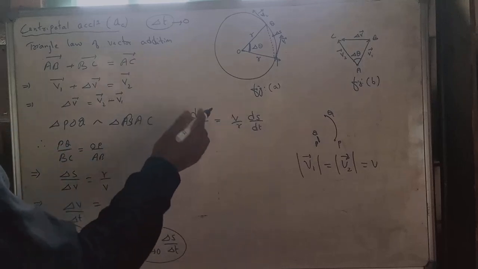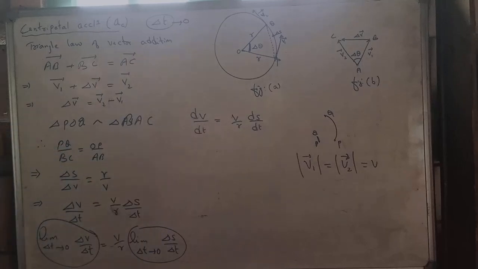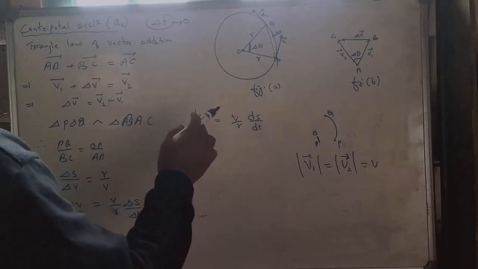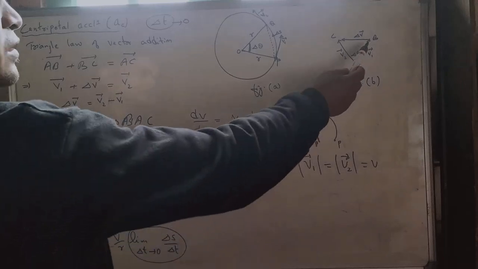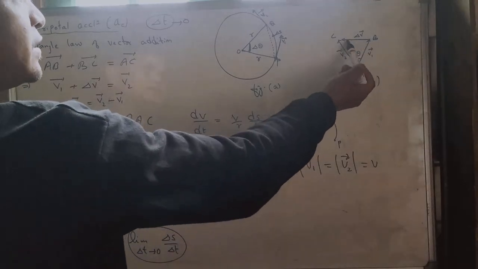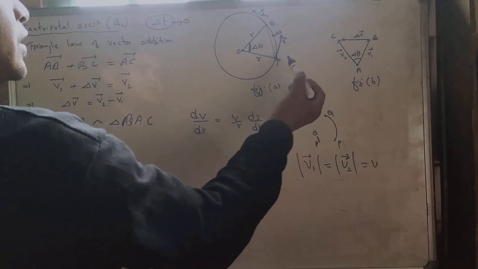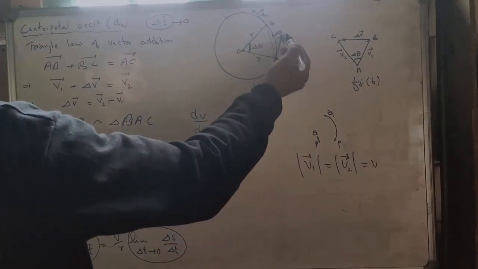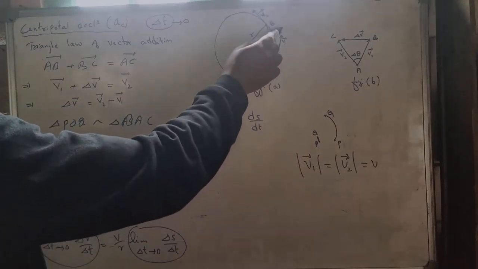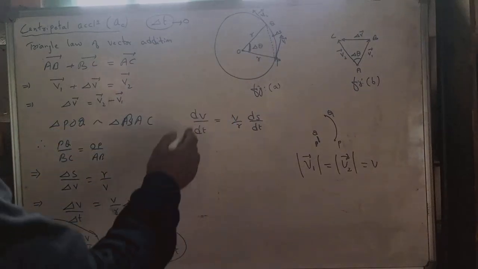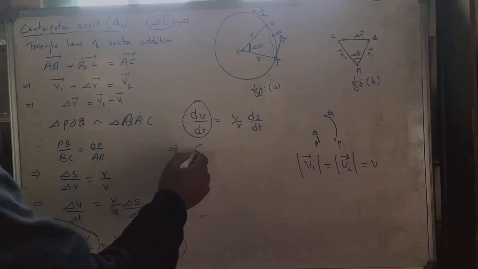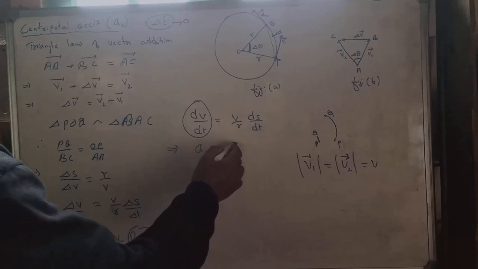Now this dV upon dt is actually the acceleration, the linear acceleration. But this linear acceleration should be acting along the direction of the change in velocity. As you can see here, the direction of the change in velocity is acting this way. If this is V1 and this is V2, then the change in velocity will be acting towards the center. So that is known as centripetal acceleration. So instead of dV by dt, I'll write AC, and this is equal to V upon R.